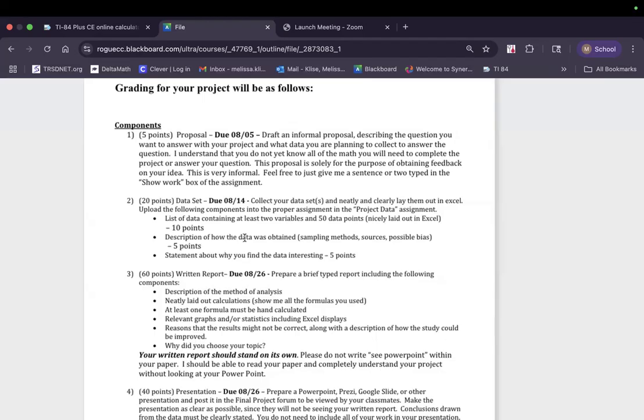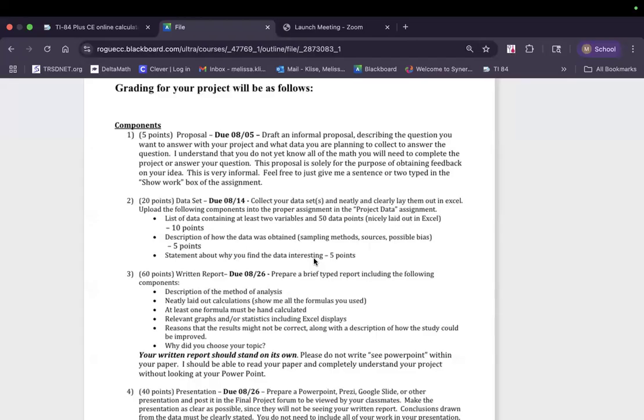You also need to talk about how your data was obtained. Did you go onto a certain website? Did you ask people? I need to know how you obtained the data. Talk about if there's any kind of bias there. Talk about your sources. Google is not a source. Any of that stuff with how you obtained your data. And then why do you find it interesting? Yes, this time you need to find it interesting. I didn't care with the labs, but I want you to find it interesting.